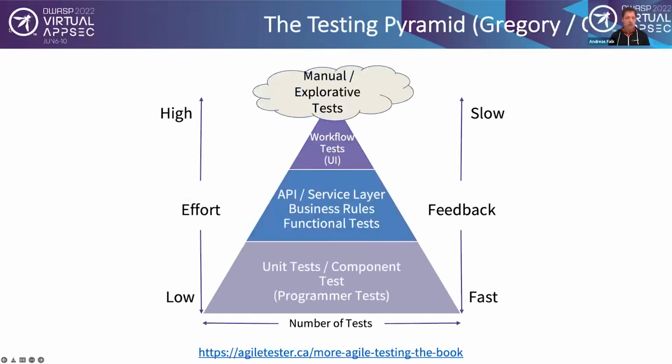There's another alternative, which I like a bit more: the testing pyramid by Gregory and Lisa Crispin. This is a bit more detailed. At the bottom you still have the programmer tests, which can be unit tests or component tests. Above that, you have the API service layer tests. Usually, this kind of test already covers more business rules and functional testing. And on the top level, you have the workflow tests.